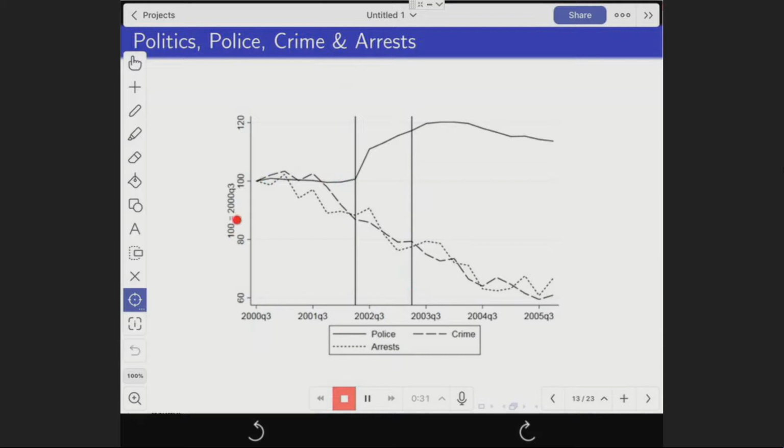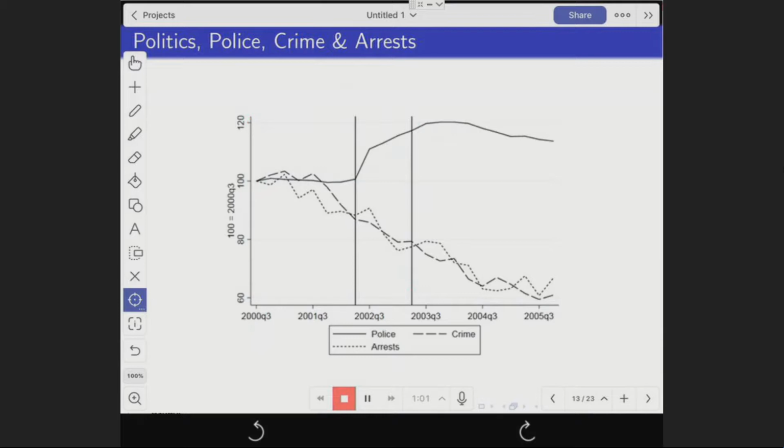So what is this 100 equals Q3? What I'm doing is I'm indexing all 3 of the time series to the 3rd quarter of the year 2000. So what does that mean? It's similar to the way they look at inflation. They take a base year and measure percentage changes from that. So here you can see that the size of the police force in New South Wales is basically stable. The hiring campaign kicks in and then it jumps up. And then it peaks at about 120% of the 3rd quarter of 2000 levels. So that's how you interpret that.